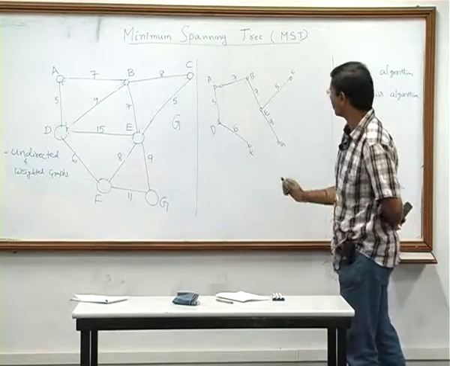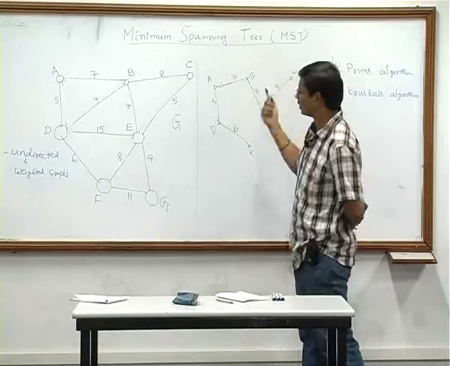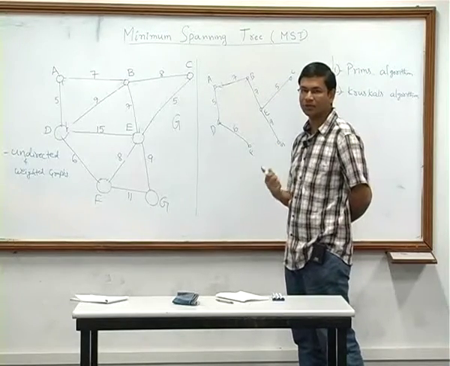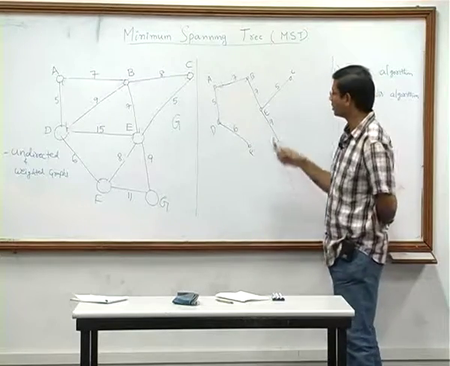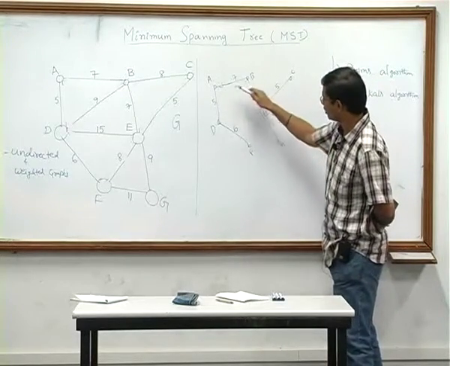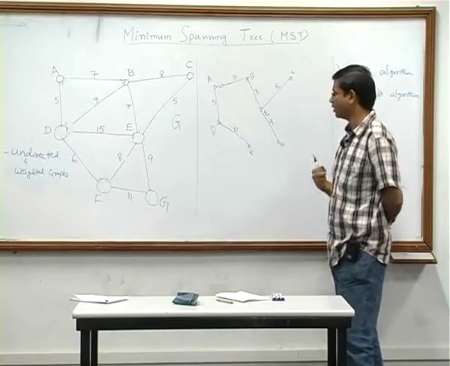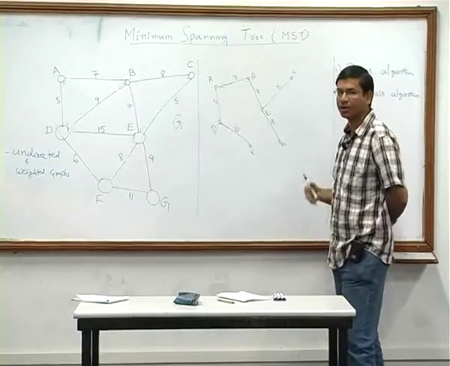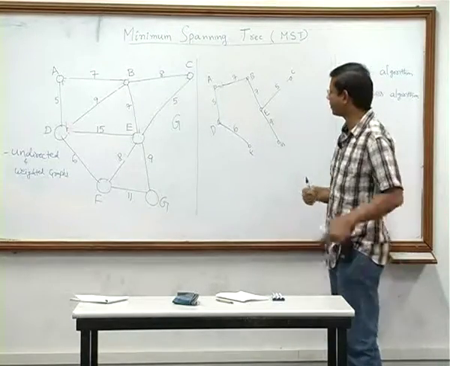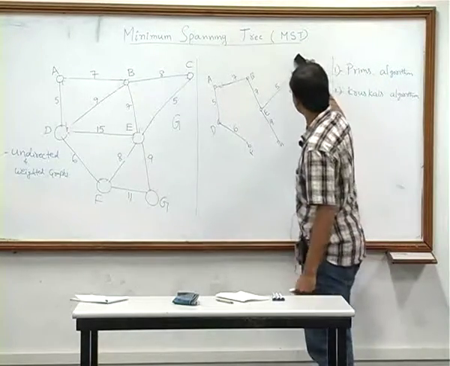So you may ask that if there are more than 2 edges with the same minimum weight, which one to select? The answer is it does not matter which edge you select, because the sum of the weights will be minimum in both the cases. Only the structure of the tree may vary depending on which edge you select. So this is Prim's algorithm.